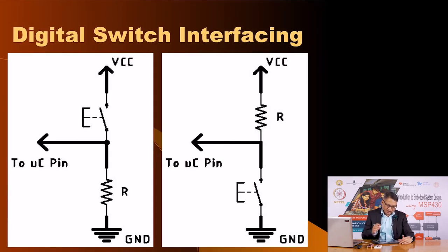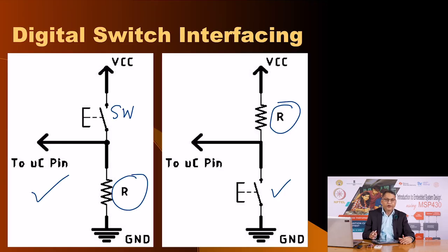Here is the pull down configuration. As you see here, this is the mechanical switch, this is the pull down resistor, and in the second configuration we have the switch here and the pull up resistor. The connection between the resistor and the switch in both cases goes to a microcontroller pin, in this case some MSP 430 pin, which can be configured as input.